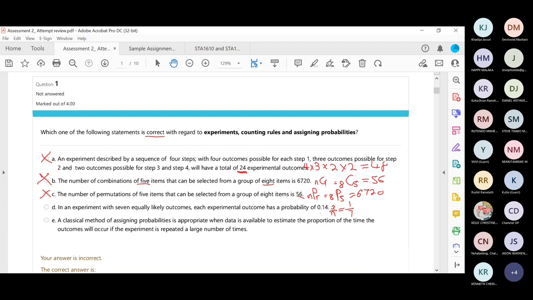Then move to the next one. 0.14, correct. So therefore the answer is correct. So we know that those ones are incorrect. So the answer is that one.